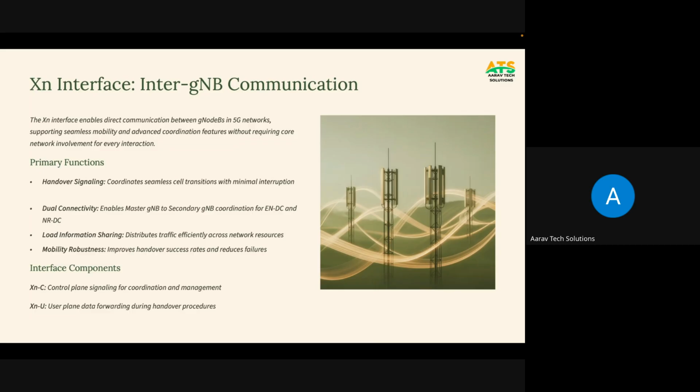Xn interface is used for handover signaling. It is used for dual connectivity. Dual connectivity means, like in the NSA deployment, non-standalone architecture, the architecture uses both 4G components as well as 5G components, where LTE stands for the master gNodeB, while 5G goes for the secondary gNodeB. So the Xn interface is the one being used in dual connectivity, and this interface is also used for load information sharing. This interface is also used for mobility robustness.